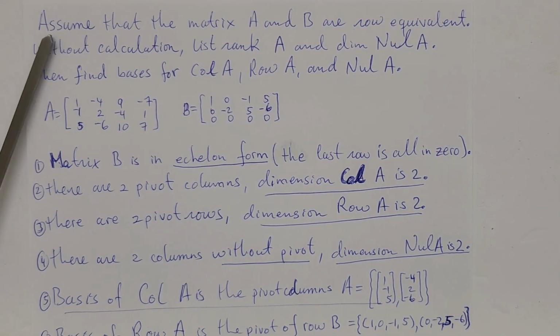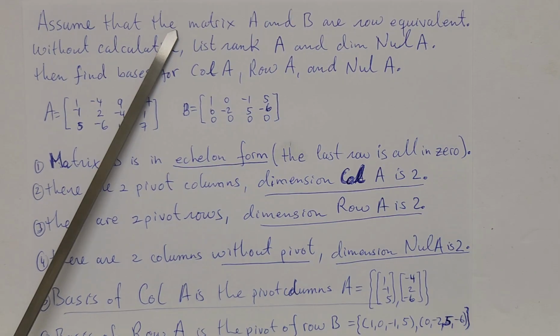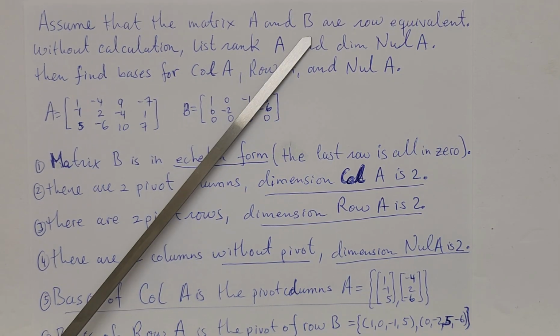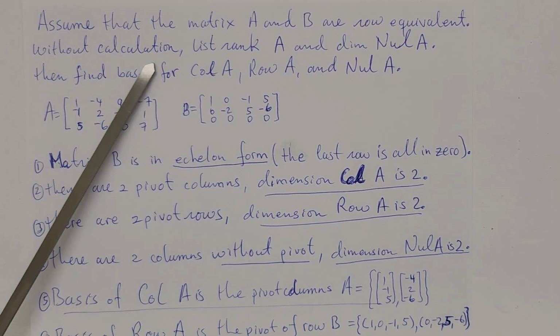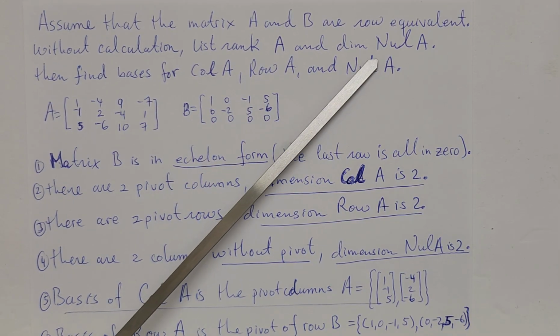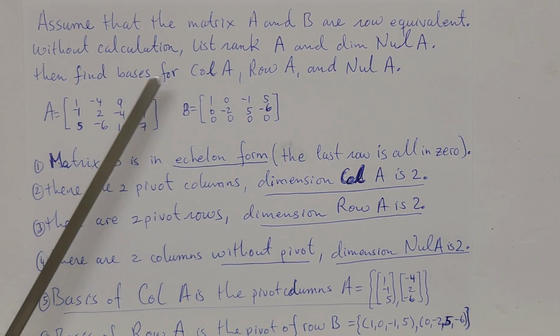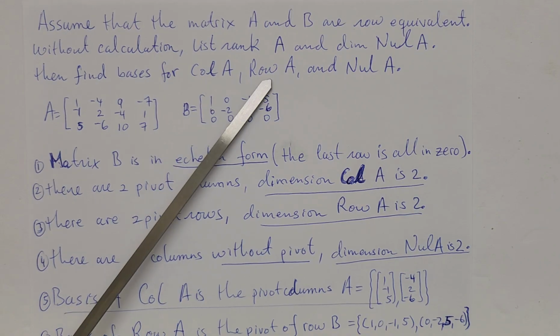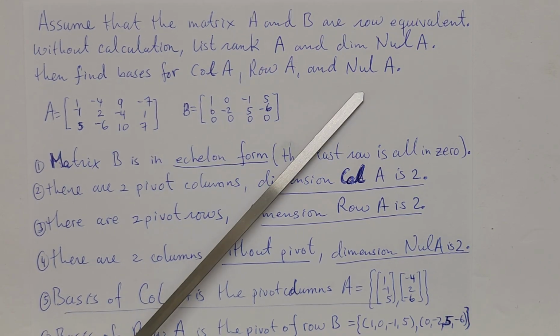In this lesson, assume that the matrices A and B are row equivalent. Without calculation, list rank A and dimension null A. Then find a basis of column A, row A, and null A. Now be very careful here.